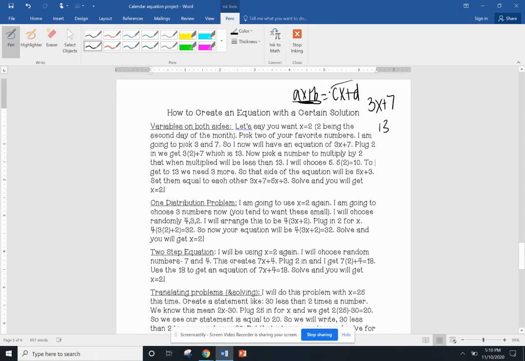So I need to make this side over here equal 13 so they equal each other. Like I said, it's like a balance. You have to have one side equal the other side. So now I have to pick a number to multiply by 2 that, when it's multiplied by 2, will be less than 13. Because if I pick a number to multiply my 2 for the x that, when multiplied, is greater than 13, we already have an issue here, right? This side's automatically going to be greater than 13.